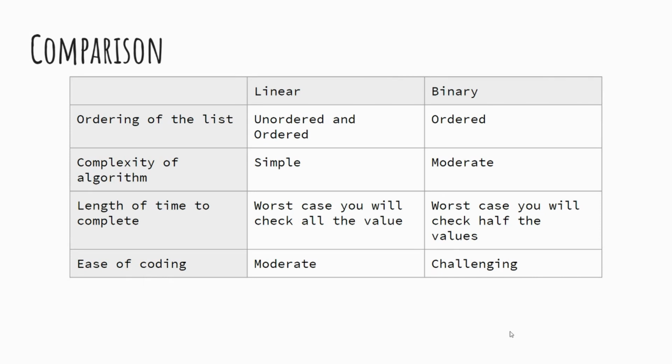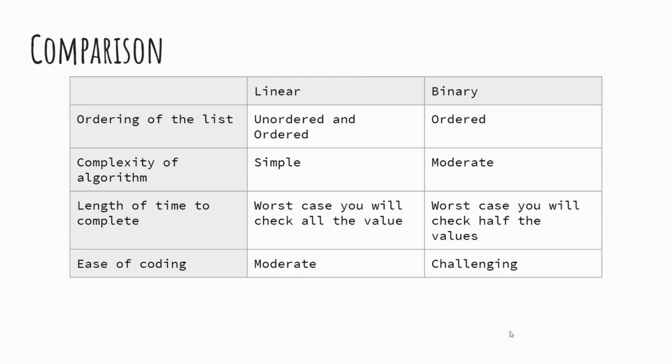If we look at the complexity of the algorithms, if we had to write an algorithm for a linear search, it would be relatively simple. Whereas a binary search, if you flick back a few slides, you'll see that it's a more moderate, slightly more challenging algorithm. The length of time to complete. Now, in the case of a linear search, the worst case scenario will be that you'll end up having to search every single item, and it will be the final item in the list that you're looking for. Even if it's a value that's not in the list, you'll still have to go through every single item in that list.